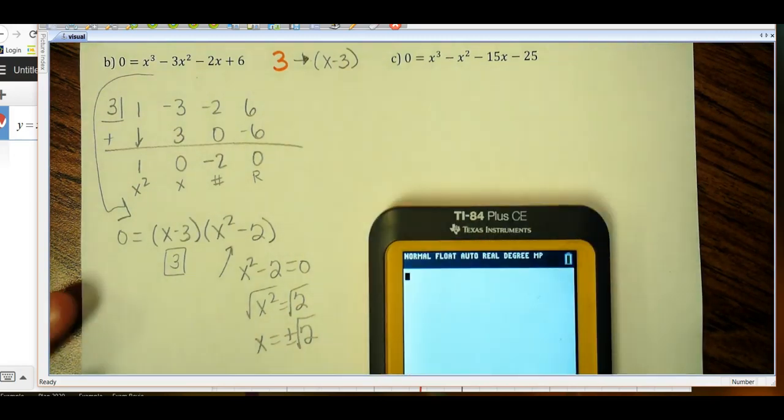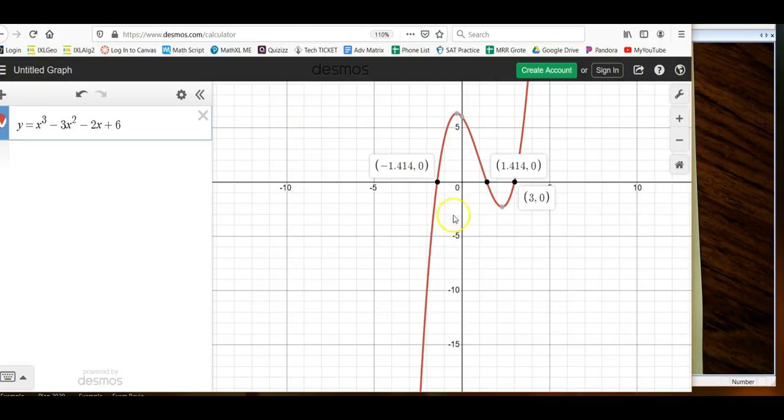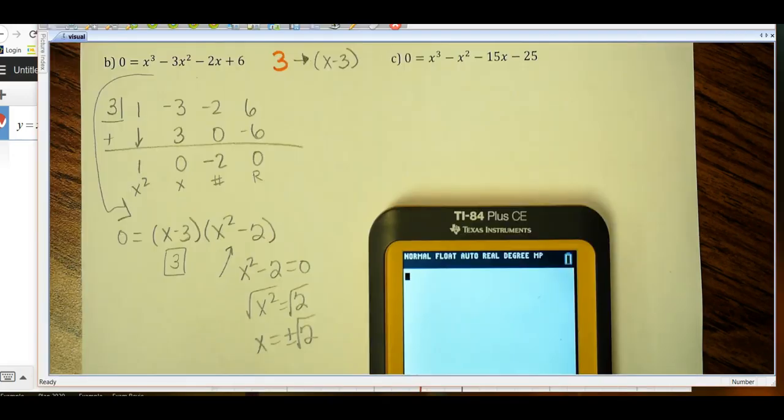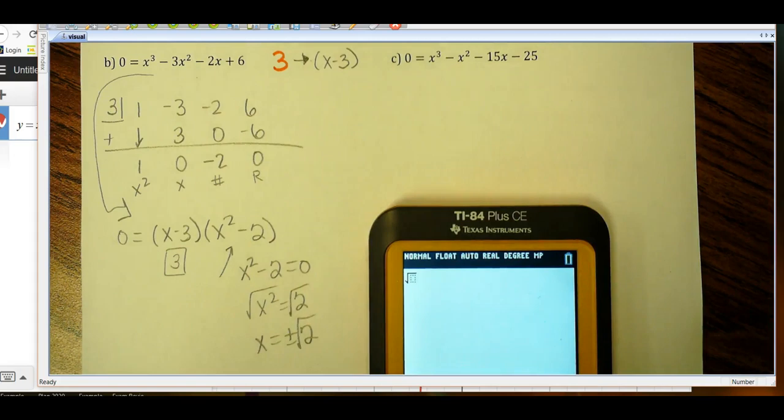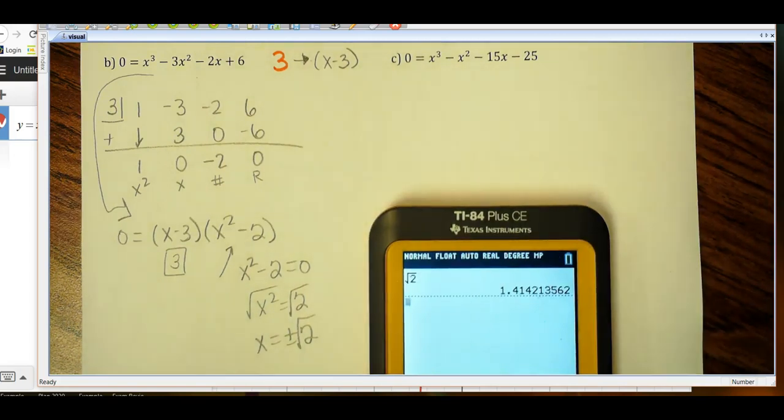Now, if you guys remember, let me pull the graph back just real quick. Okay, so this is estimated. That's why I went through and did that process, because I wanted an exact answer. But you look at these numbers, -1.414 and +1.414. Let me just show you on my calculator. Square root of 2. That's the number. Obviously, the graph rounded it, but that's where those values are coming from.